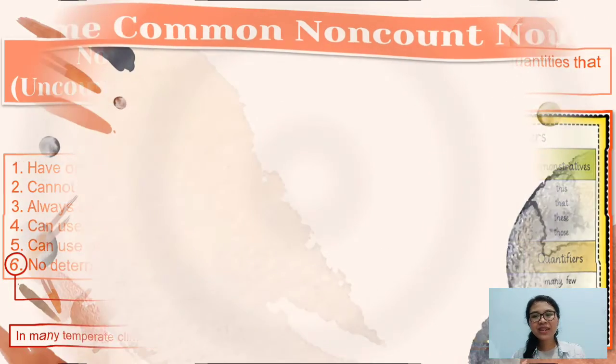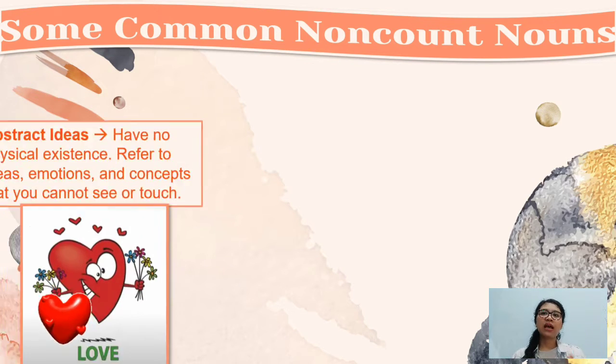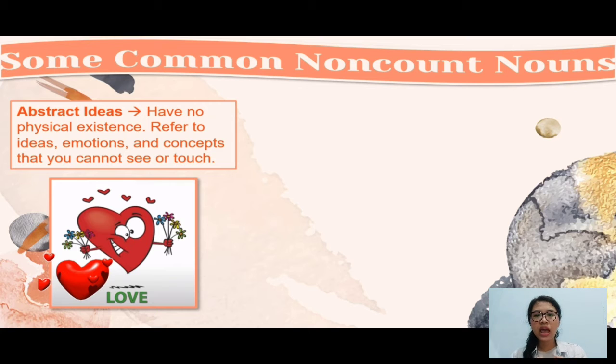So what are normally uncountable? Yeah, let's have a look. Like some common non-count nouns, they are the same meaning. The first is abstract ideas. So abstract ideas are uncountable nouns. Abstract nouns have no physical existence. They refer to ideas, emotions, and concepts that you cannot see or touch.